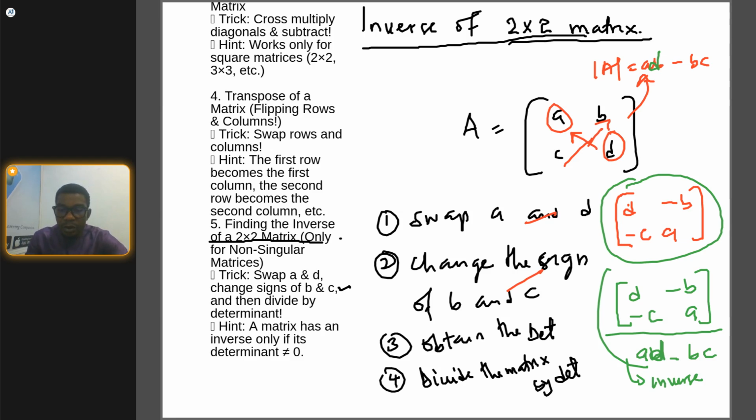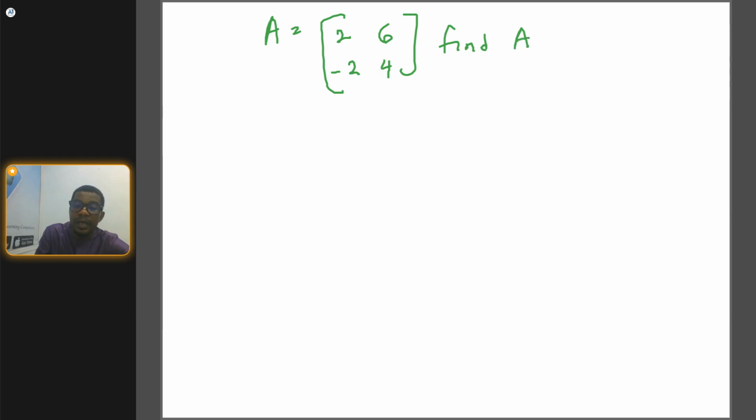Okay, let's take the question on inverse of a 2 by 2 matrix using a numerical question. Given that A equals 2, 6, minus 2, 4, find A inverse. This is another way that inverse can be written, using A raised to power minus 1, or it will be written in full, inverse of A.